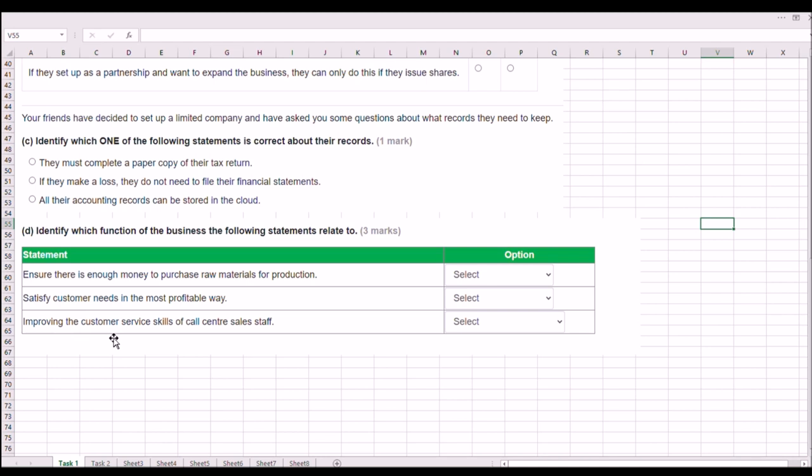Improving customer service skills. So these people are going to improve the skills, and so they're going to do training. And HR does the training. So this one, last one here, was about functions within the organization.